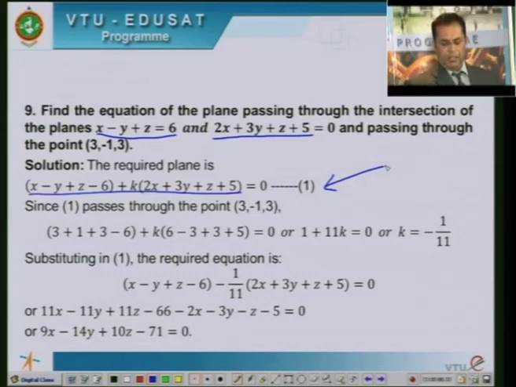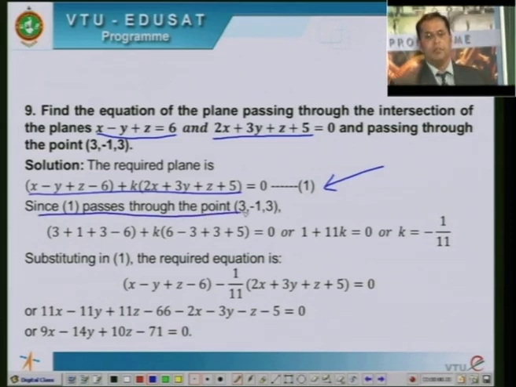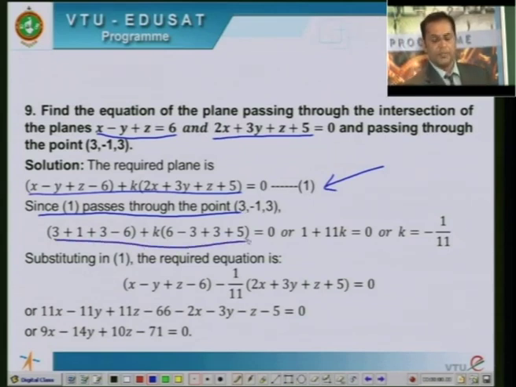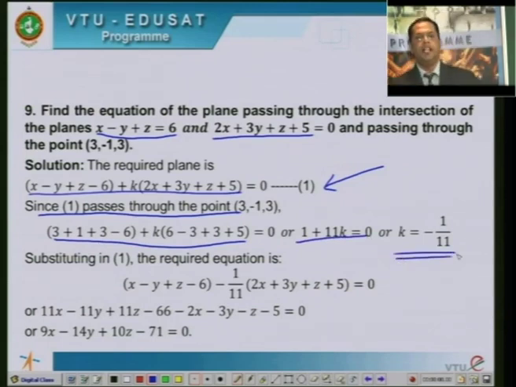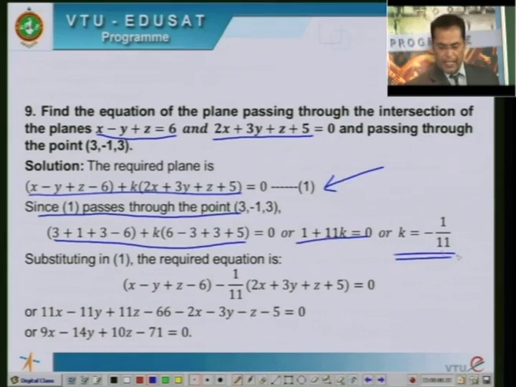So, that means to say that equation 1, which was assumed earlier, passes through the point 3, minus 1, 3. So, substitute x equal to 3, y equal to minus 1 and z equal to 3 in equation 1, that you can see here. Substitute and simplification gives 1 plus 11k equal to 0, or finally k equal to minus 1 by 11. Substitute this back in equation 1, put it back.